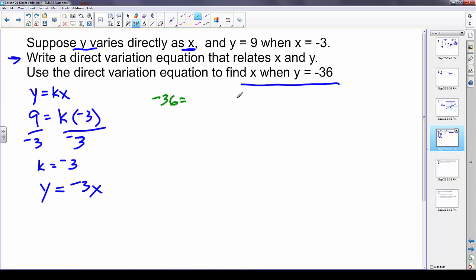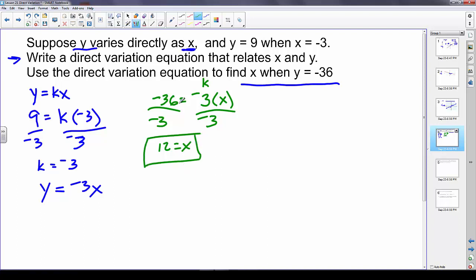Well, the only difference between this part of the problem and the initial is I didn't have k before, and now I do have k. So I have negative 36 is equal to negative 3, because that's my k value once again, times x. And then I can simply divide by negative 3 on both sides. And I end up with positive 12 is equal to my x value. Now, another word for direct variation is also directly proportional.